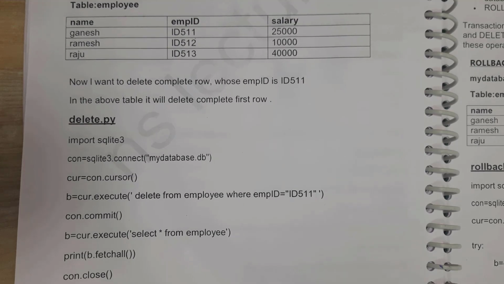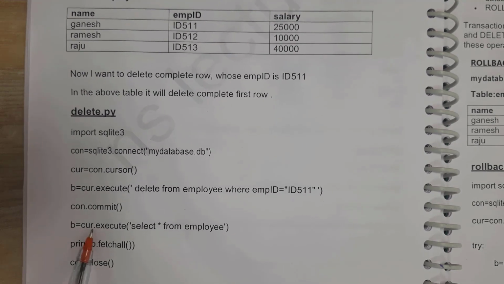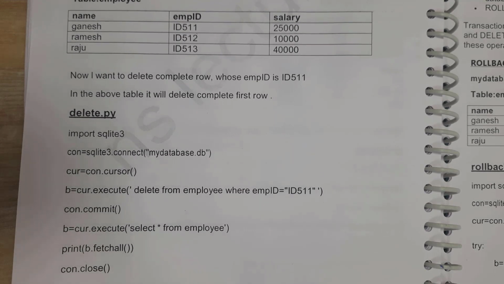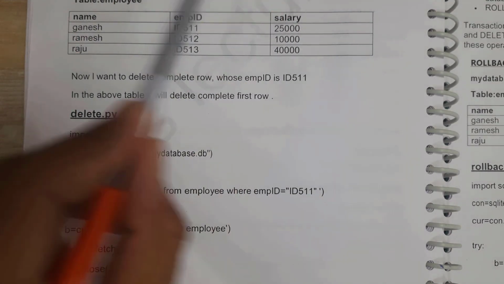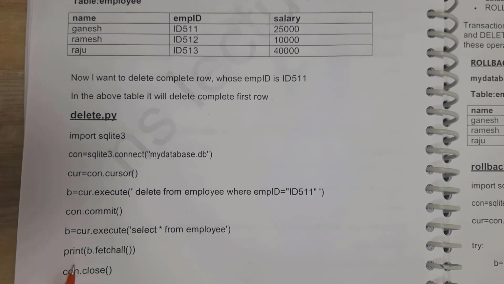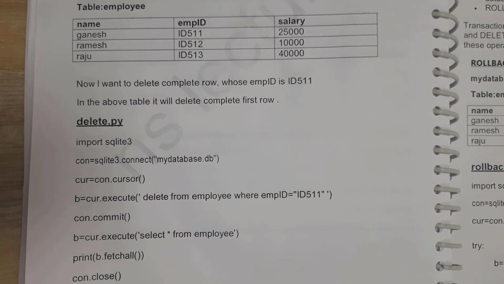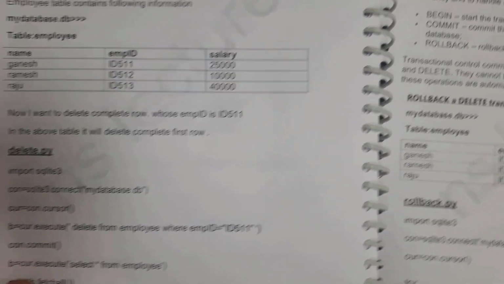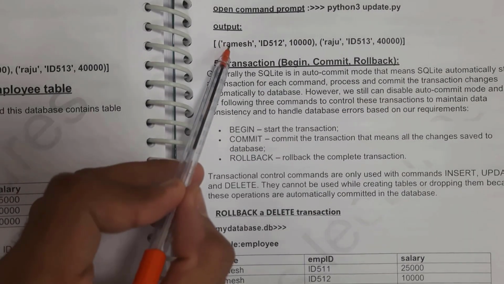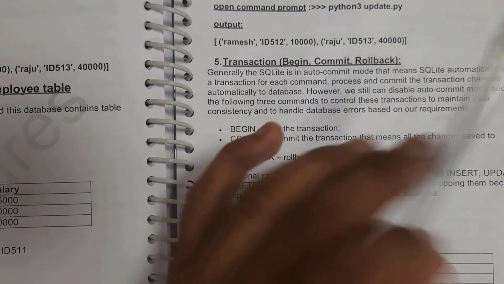And next I want to read this data. So just take here the variable name, that is b equal to cursor.execute. Inside the execute method, I want to select this complete employee data. So just write here select star from employee. Whenever you run this line of code, all this data is stored in variable b, and whenever you write print b.fetchall, it will display this complete output in the form of a list. It deleted this complete row. So I'll get output of only 2 rows: Ramesh, ID 512, salary 10,000 and Raju, ID 513 and 40,000.